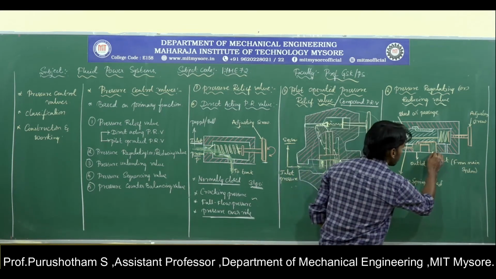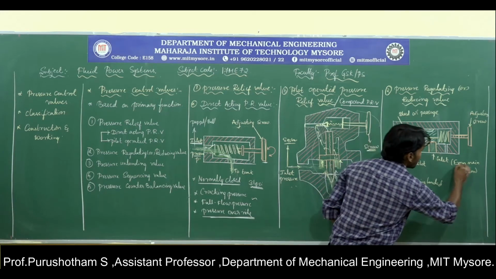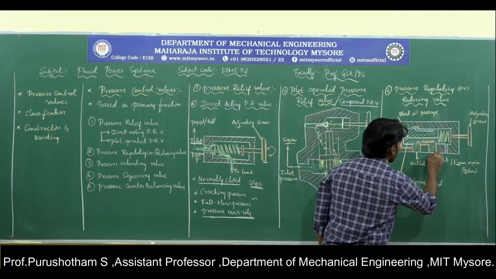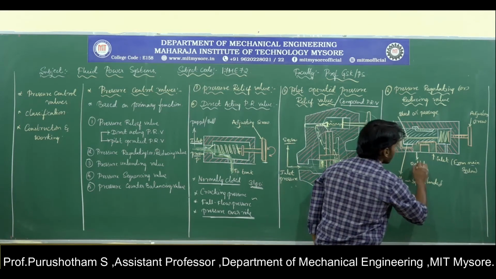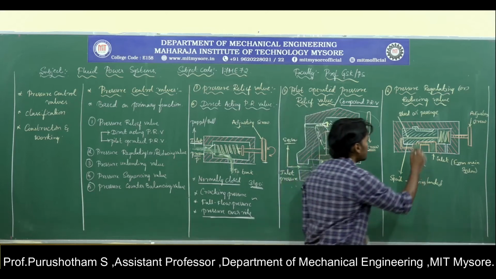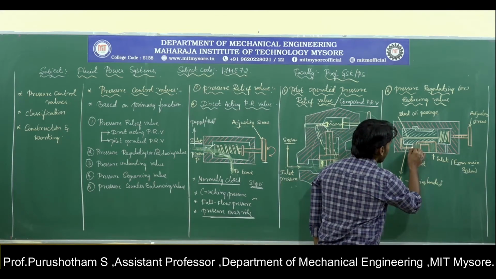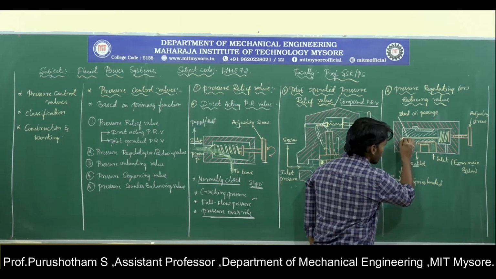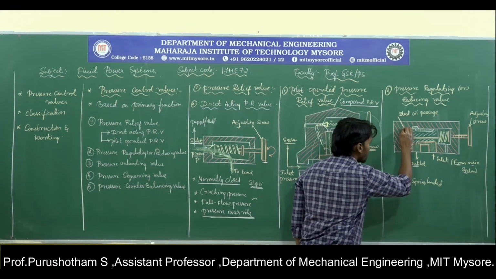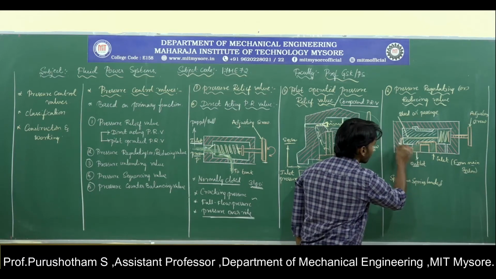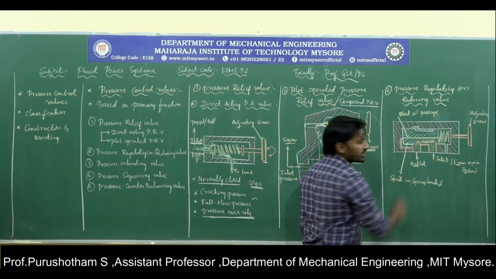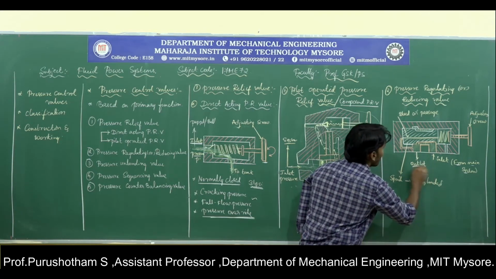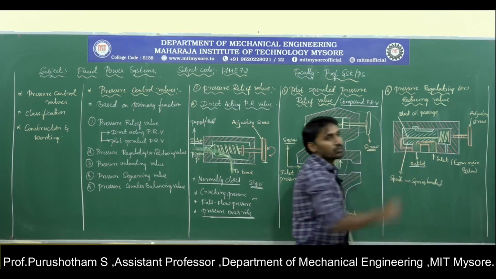This will be the inlet port, from the main system. The fluid from the main system will enter the inlet port. This will be the outlet port. Then there will be a connection from the outlet port to the spool end through a passage. That means whatever the pressure in the outlet can be transferred to the spool.